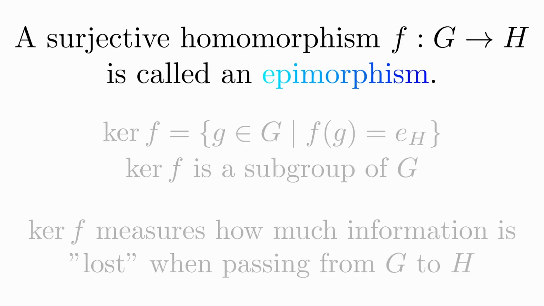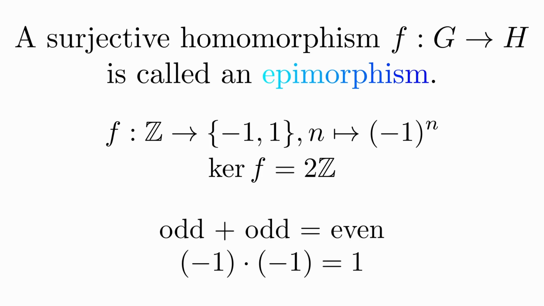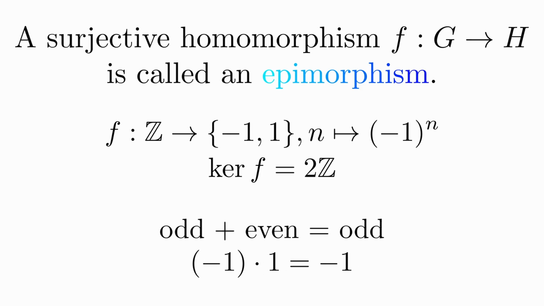For example, consider the map from the integers to the multiplicative group of -1 and +1, which assigns each integer to its parity: even numbers map to 1, and odd numbers map to -1. The kernel consists of all even integers. This means that, while individual integer values are lost in the mapping, the function retains information about whether a number is even or odd, and how even and odd integers relate to each other. For example, the fact that odd plus odd is even is translated into -1 times -1 is +1. That odd plus even is odd is translated into -1 times 1 is -1.